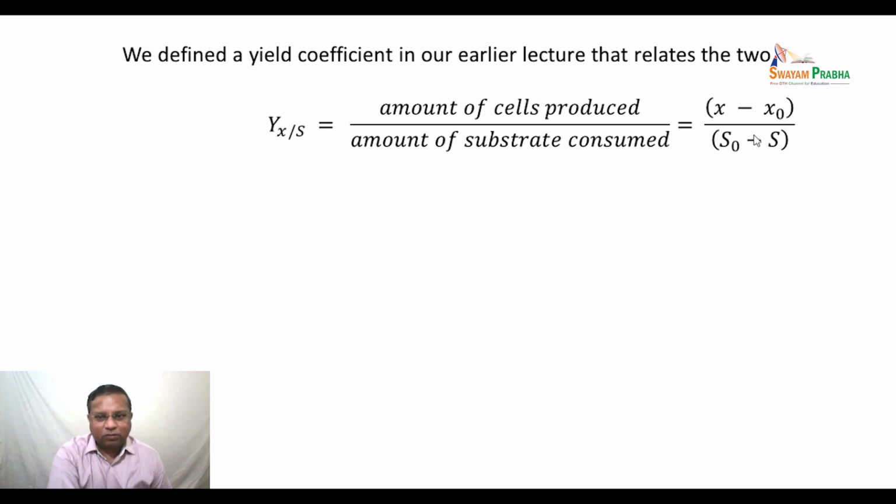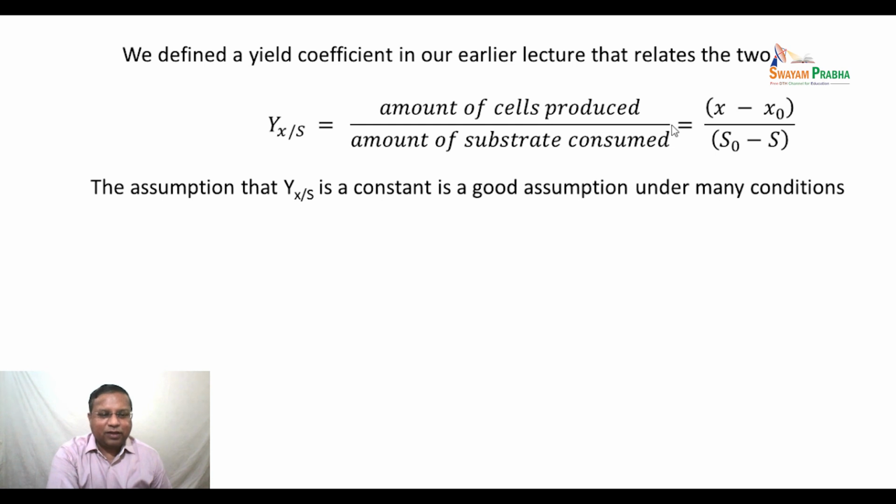Concentration is amount per unit volume, amount per unit volume. Since we are dividing one by the other and the volume happens to be the same, you can cancel out the volumes. So the amount of cells produced by the amount of substrate consumed can be replaced on both the numerator and the denominator by the concentrations, and we would have the same yield coefficient. Okay, that's what we have done here. And the assumption that Yx/s is a constant is a good assumption under many different conditions. And if that is the case, we can use the yield coefficient to write s in terms of x.